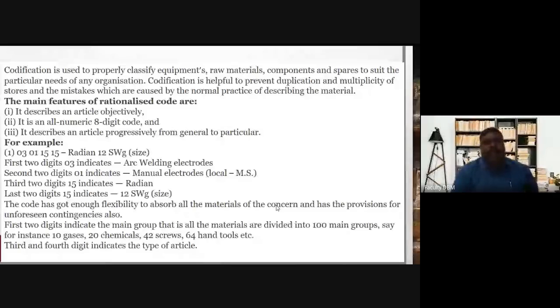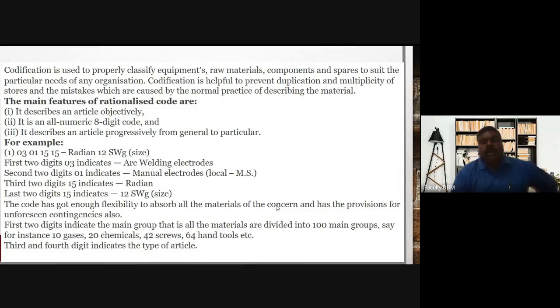So the main features of this is, for example, we can go with the 8-digit all numeric code, that is 03011515. It means the item name, that is radian. 12 SWG is the particular thing, and they are welding electrodes and manual electrodes. So it is going to show. So the first two digits indicate the main group, and all the materials are divided into 100 main groups. So for instance, 10 gases, 20 chemicals, 42 screws, 64 hand tools, means they can write the main two digits of the particular main group, and they can go with this.